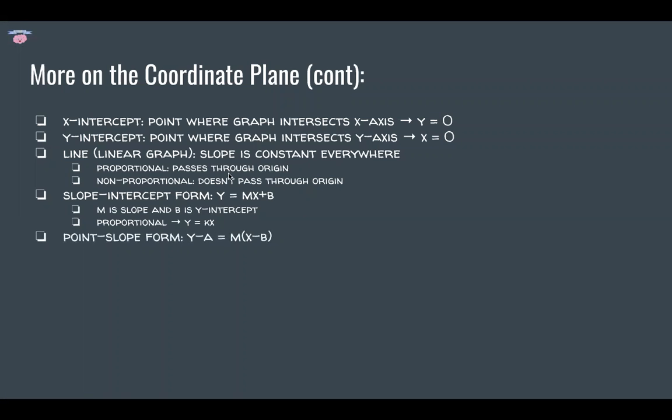Point-slope form: y minus a is equal to m times x minus b. So again, m is the slope. And this time, the point (a, b) is a point on the line. Well, actually, in this case, the point on the line is b comma a, because the x corresponds with the b and the y corresponds with the a. It could be written in this form.